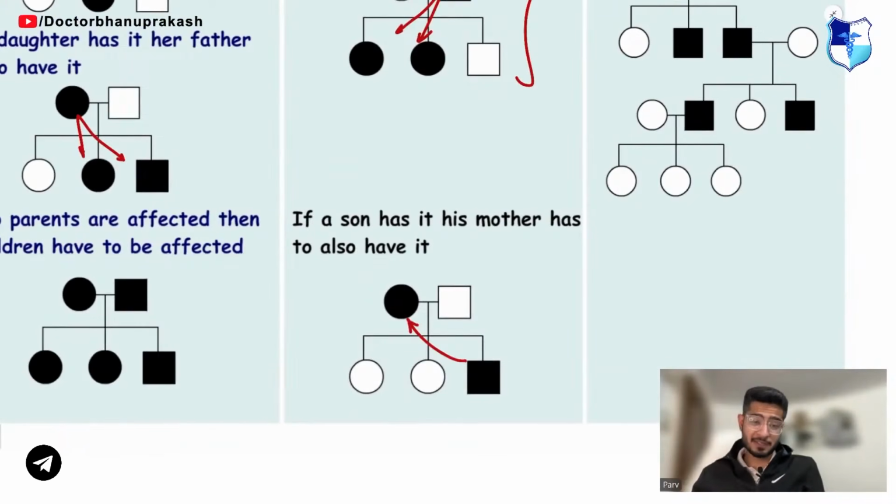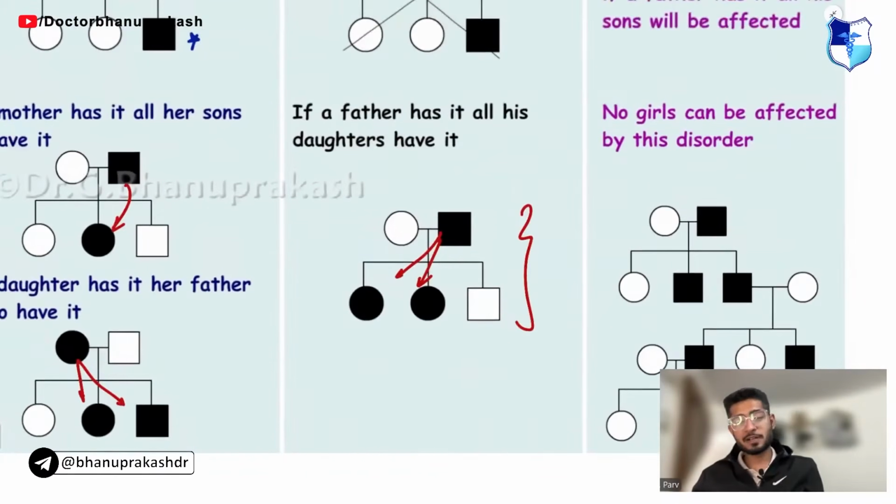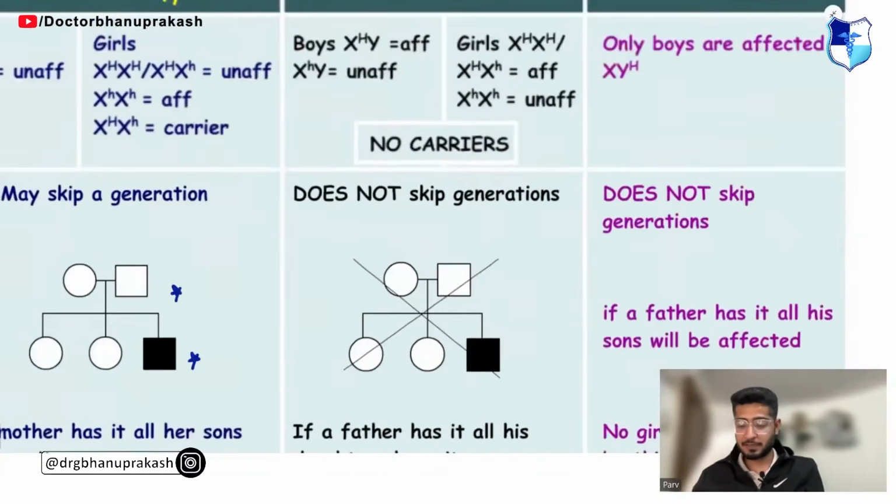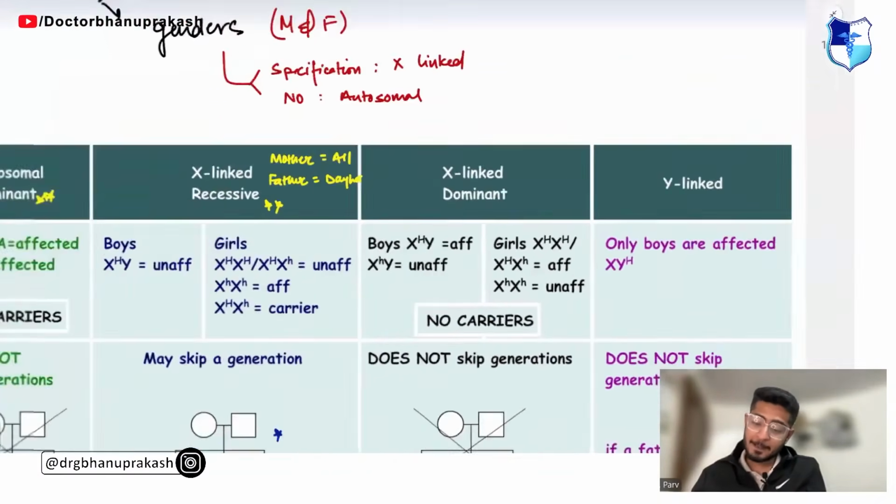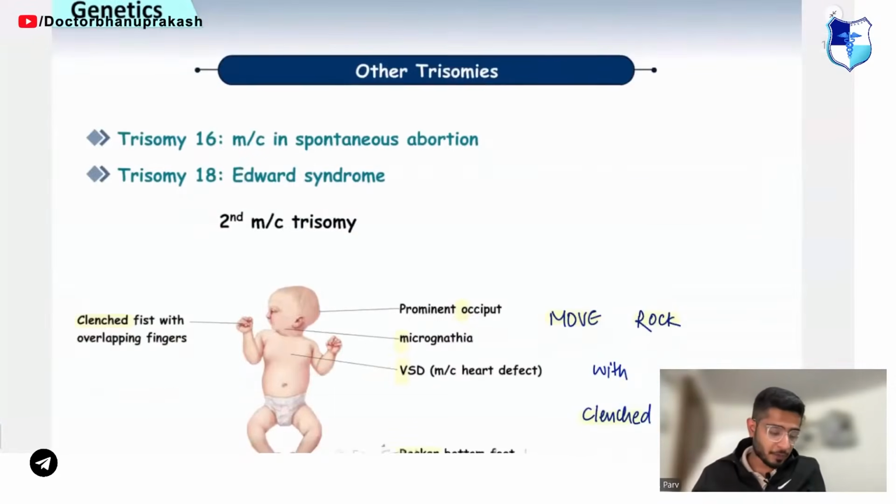If the son is affected, the mother has to be affected. If the father is affected, then the daughter has to be affected. This is X-linked dominant, which you have to understand. So this is the cute little hint of pedigree.